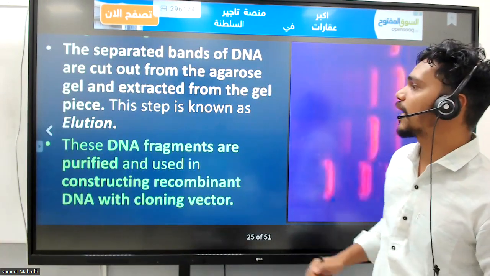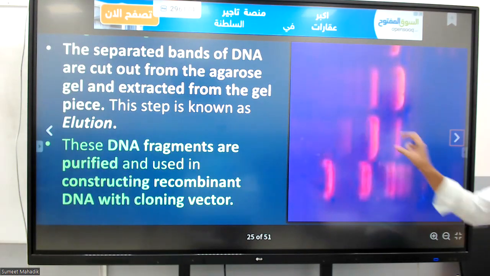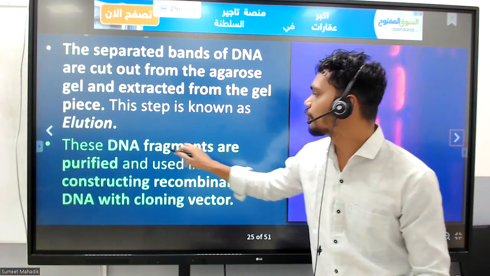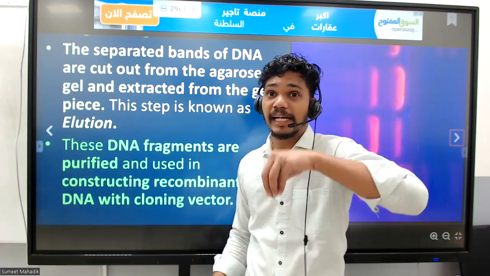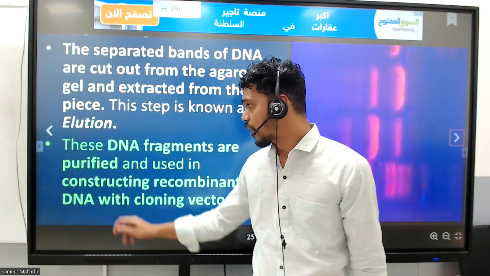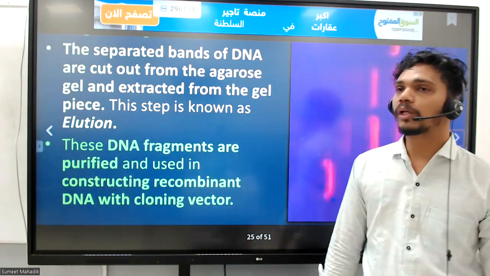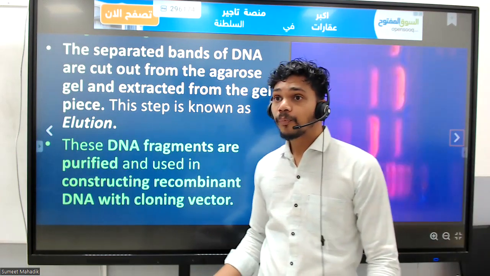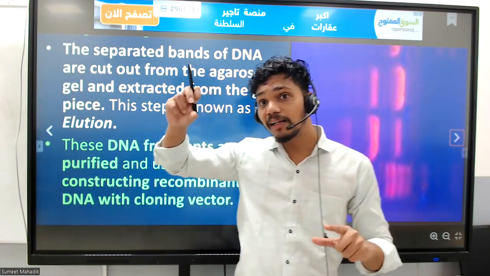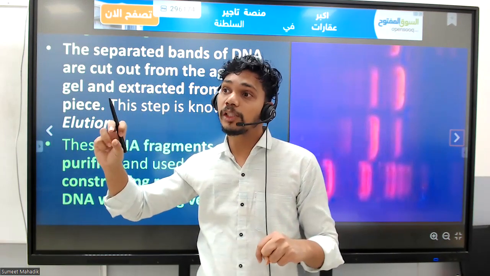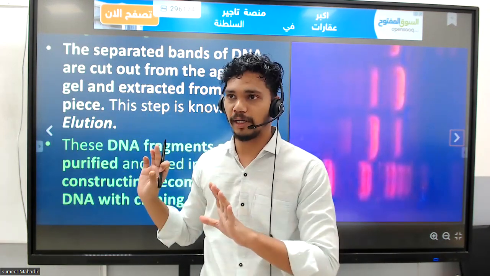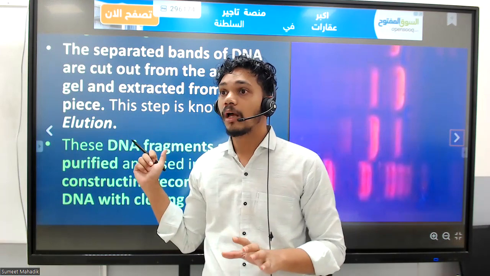These DNA fragments are purified. Can I take this? Yes. Now it undergoes purification because ethidium dye was added, so I need to remove it. Then construction of the recombinant DNA with a cloning vector. So from this, what did we get? We got a desired fragment of a genome, say human insulin, for example.